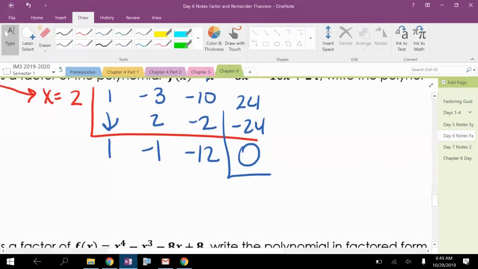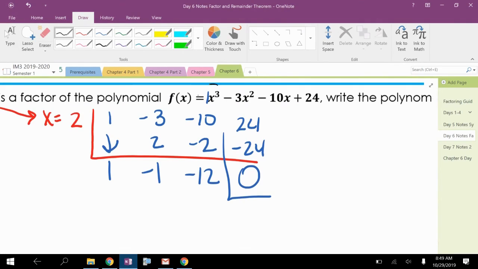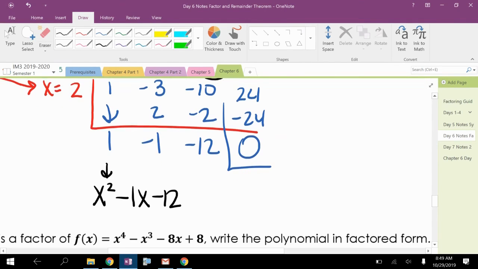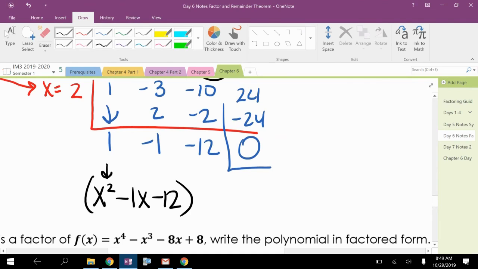So this is what we learned yesterday. I started at x cubed. So what is this guy going to be? X to the power of squared. And then minus 1x minus 12. Now, we can keep going.